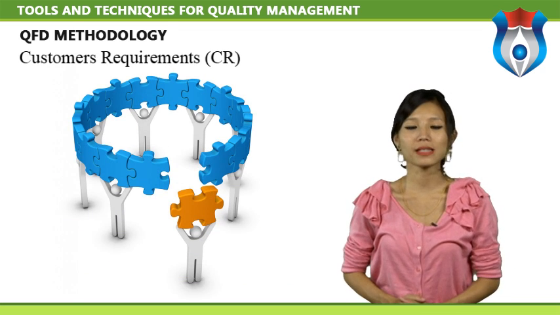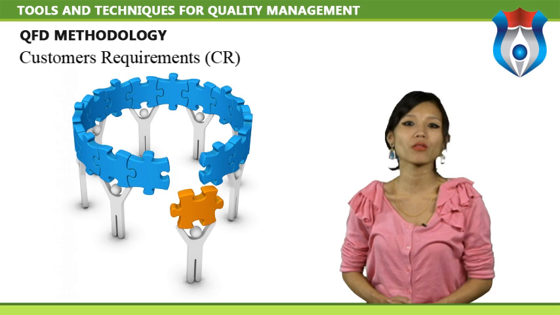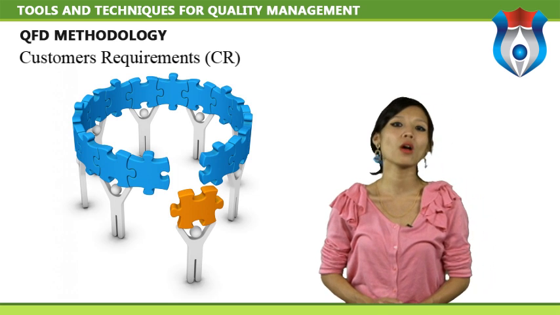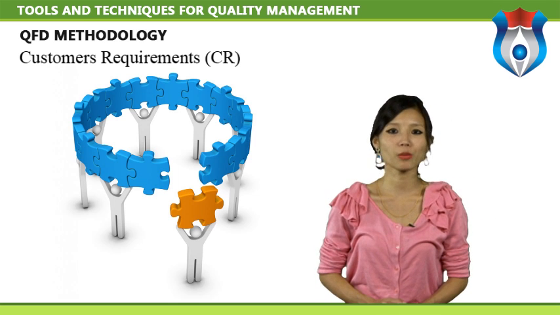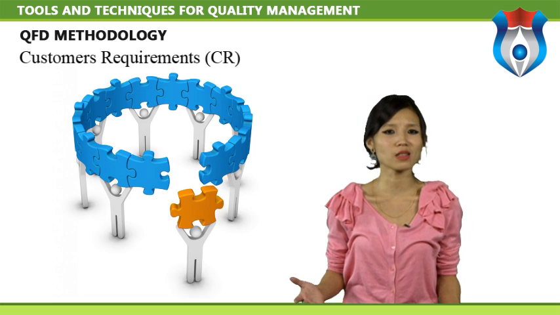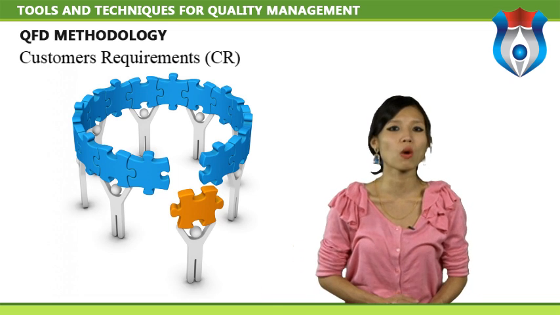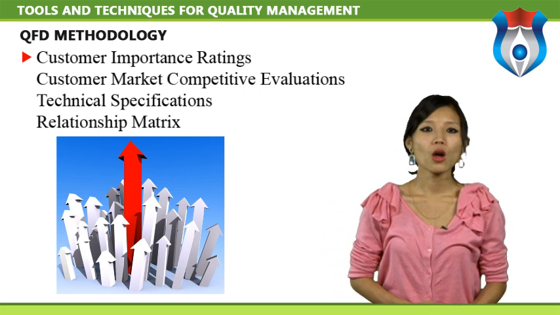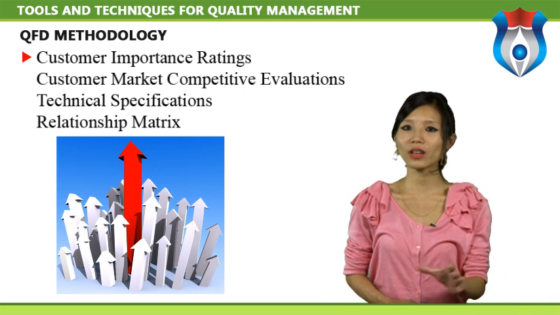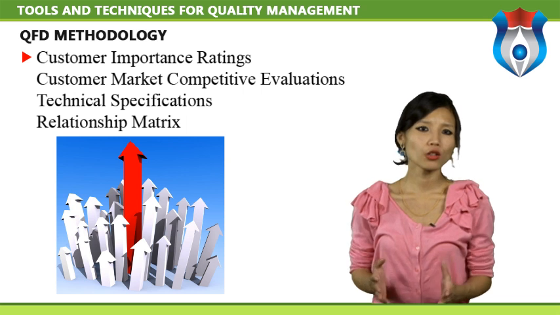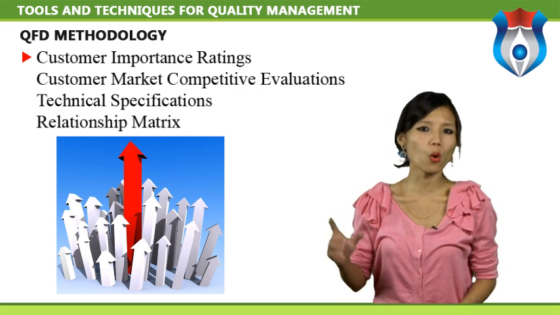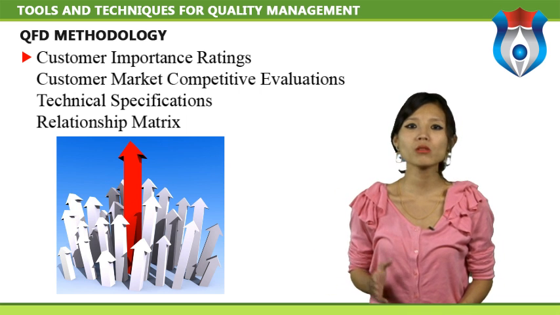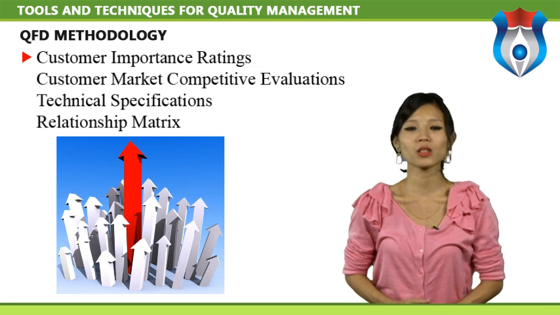Customer requirements, CR. It is known as Voice of Customer or VOC. They are the whats, what the customer wants from the product to be developed. They contain customer wishes, expectations and requirements for the product. Customer importance ratings. Once these whats are in place, the customer needs to provide numerical ratings to these whats items in terms of their importance to the customer.